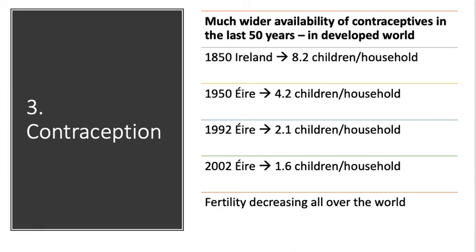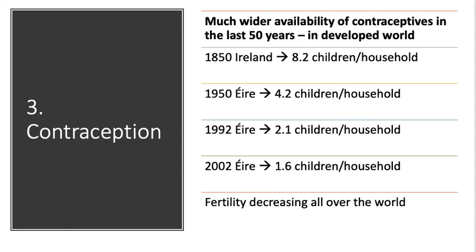In Ireland in 1850, the average number of children per household was 8.2, which is scary. By 1950, that had fell to 4.2 children per household. In 1992, that was 2.1 children per household. By 2002, it was just 1.6 children per household.